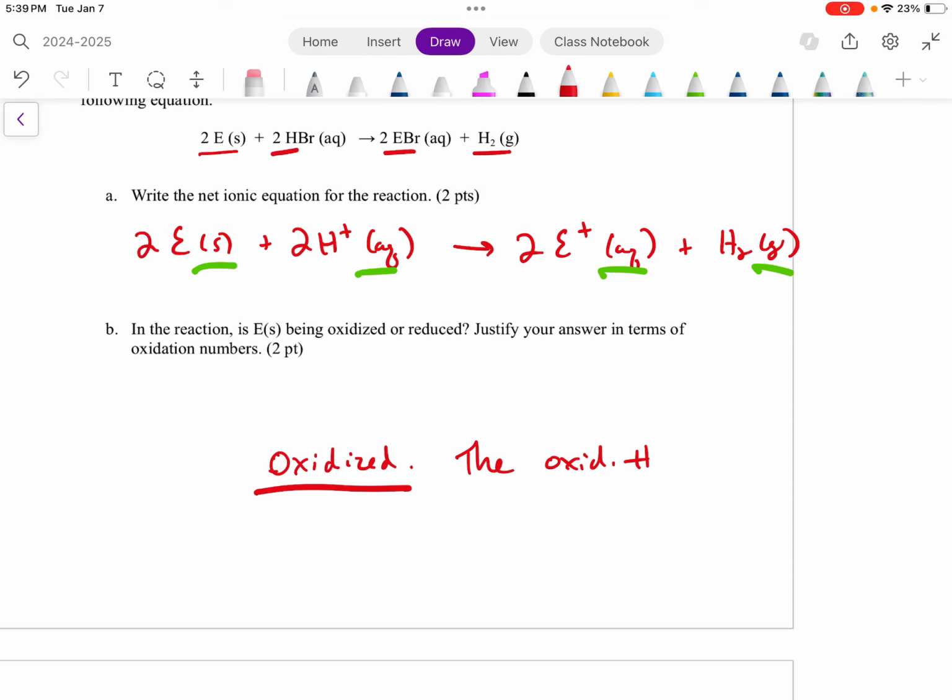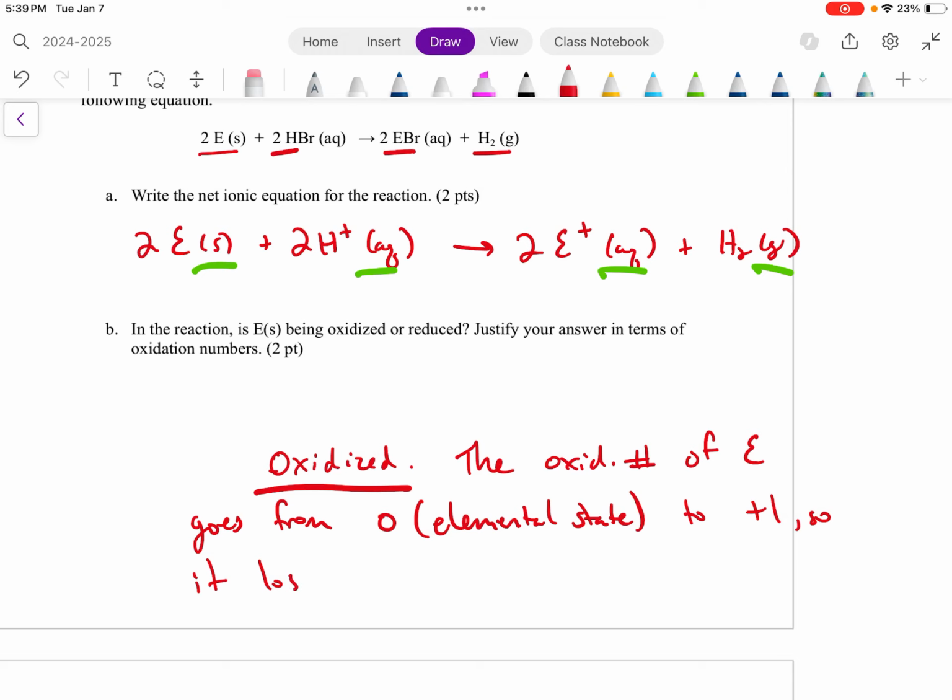The oxidation number of E goes from 0, or in other words, its elemental state, to +1. So it lost electrons. That's the key. Okay?